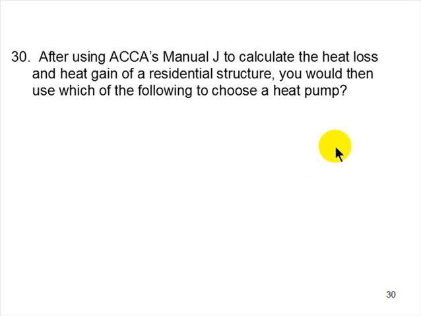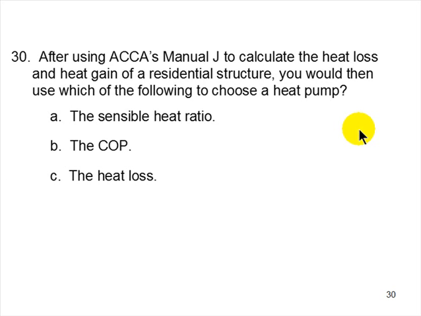30. After using ACCA's Manual J to calculate the heat loss and heat gain of a residential structure, you will then use which of the following to choose a heat pump? The sensible heat ratio, the COP, the heat loss, the heat gain. Of those, which one of these are you going to use to choose a heat pump? Yeah, man, heat gain. Then add resistance to make up for the heat loss. Then go find yourself a good heat pump with a COP value that you can live with.